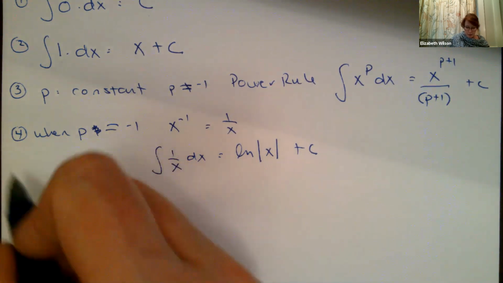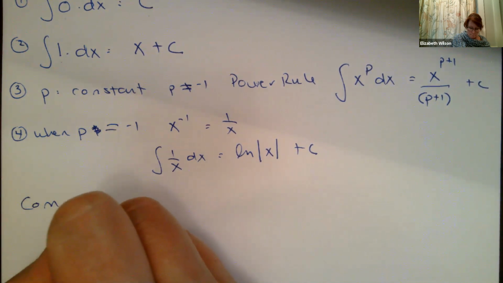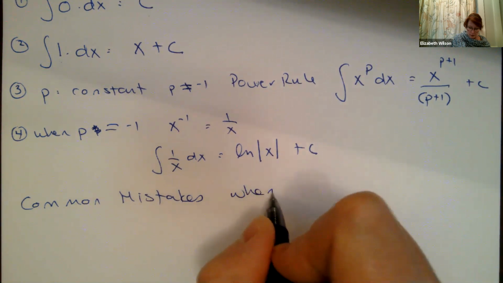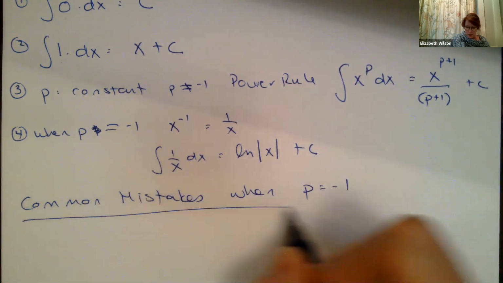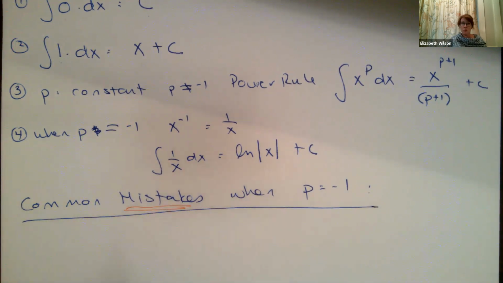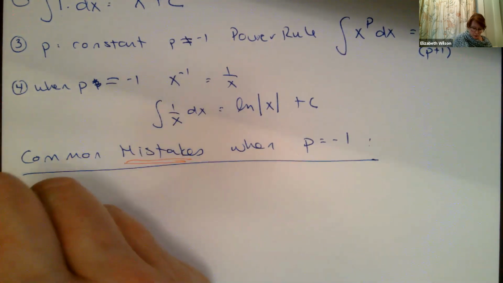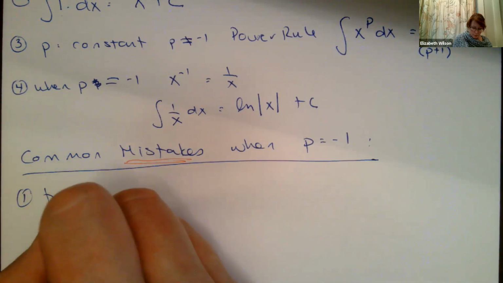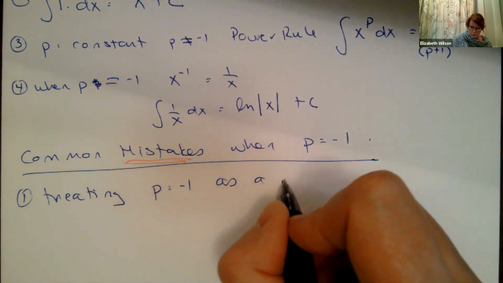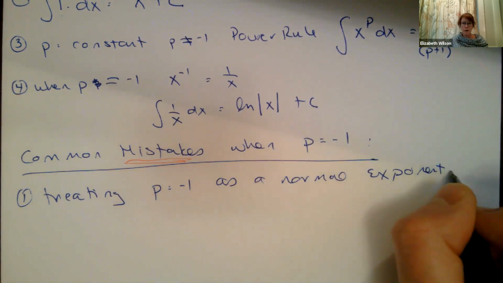So we put the absolute value on there until we know otherwise. Okay, so these are some basic things. Now some common mistakes when p is equal to minus 1. This happens a lot. These are mistakes, things you don't want to do, but let's talk about them because it happens a lot. The first one is treating p equals minus 1 as a normal exponent. What happens if I do that?